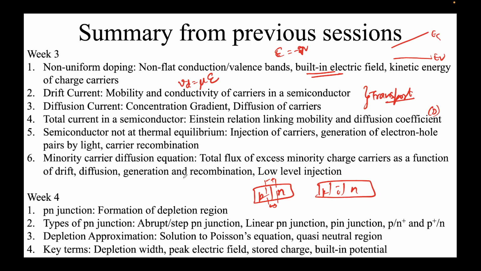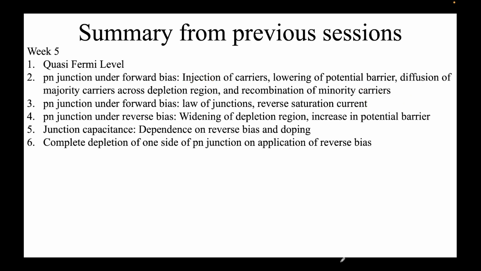solve the Poisson's equation, and we defined something called the quasi-neutral region. This region you see is called the quasi-neutral region. For this analysis, we're using very simple mathematics. We derived the expression for depletion width, peak electric field, stored charge, and built-in potential. We also saw when it's not in equilibrium, there is something called a quasi-Fermi level.